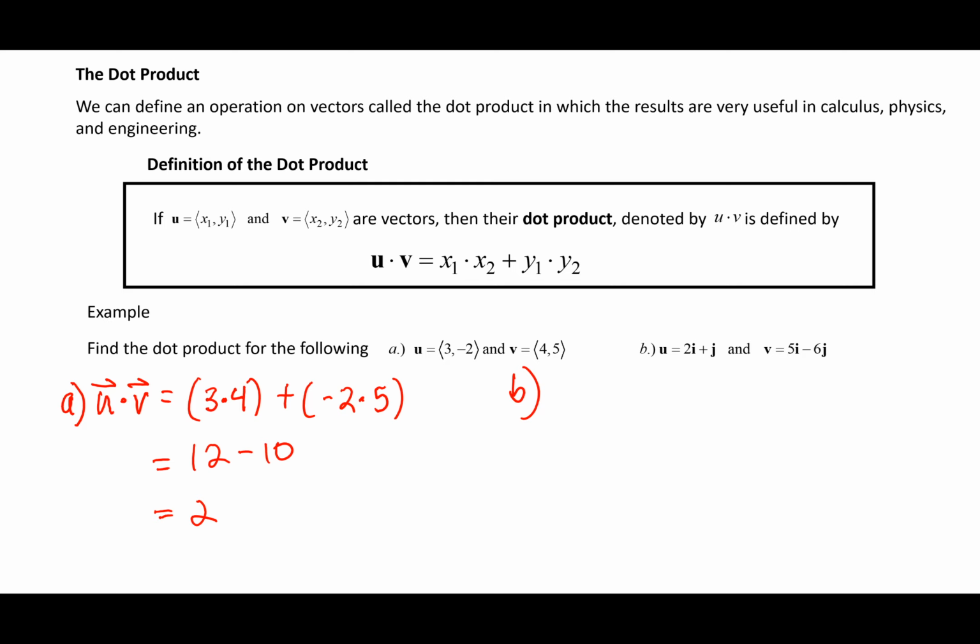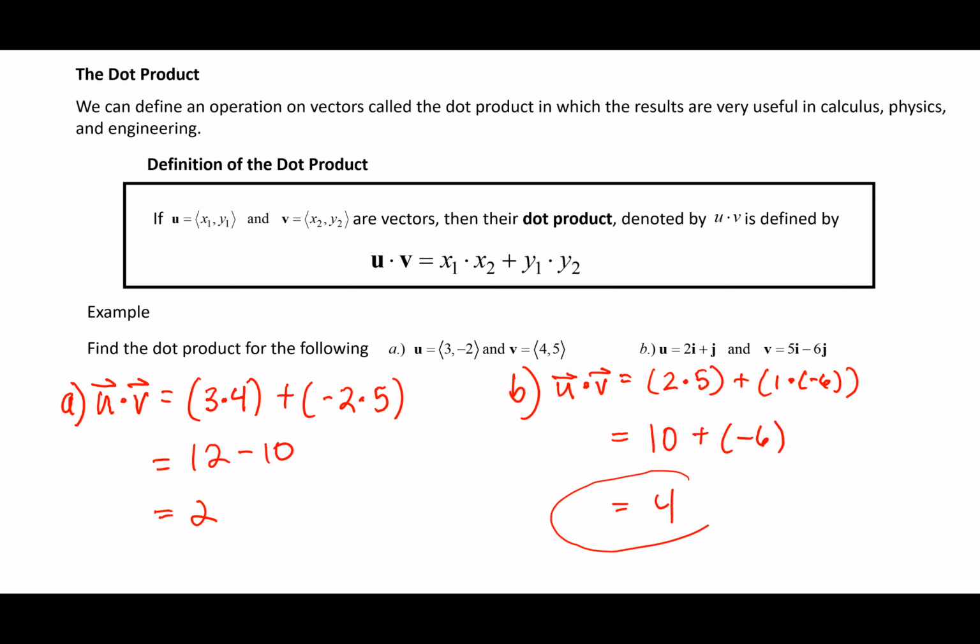But let's do letter B really quickly. I only put letter B here because, hey, it's in i and j notation. It really doesn't change the concept when it's in a different notation. So u dot v is still the x component times the x component plus the y component times the y component, right? So it's going to be 10 plus a negative 6, which is a 4. So since this was a bigger number, I can say that the pairs of vectors in B point more in the same direction than the vectors listed in A.